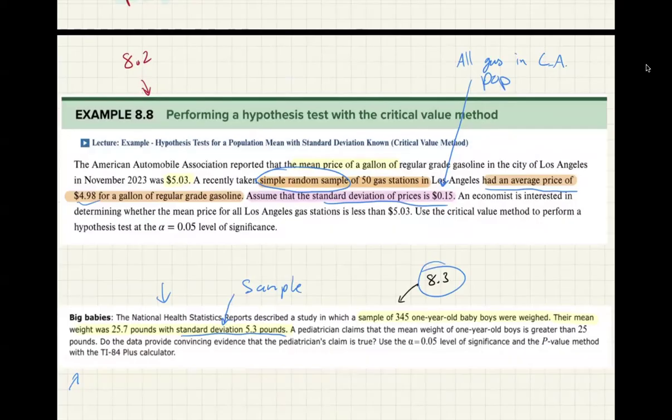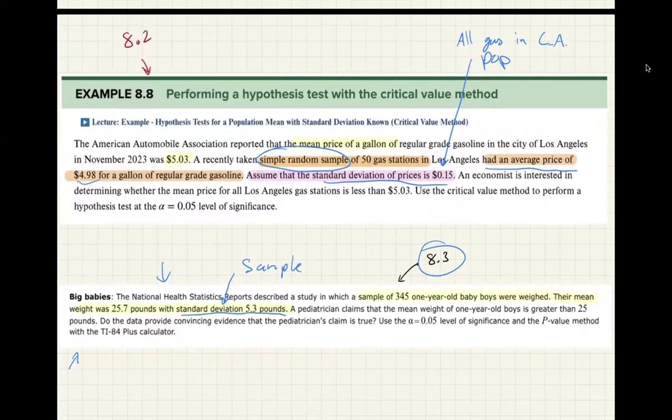Now, if we were to go through and finish this, they again get really similar because we're going to be doing hypothesis tests and stuff. And so someone's going to come along. So in the gas price one, an economist comes along and they want to determine whether the mean price for gas has gone down, right? Whether it's less than that. Whereas in the weights of one-year-old boys, a pediatrician comes along, claims the mean weight is greater than 25, right?